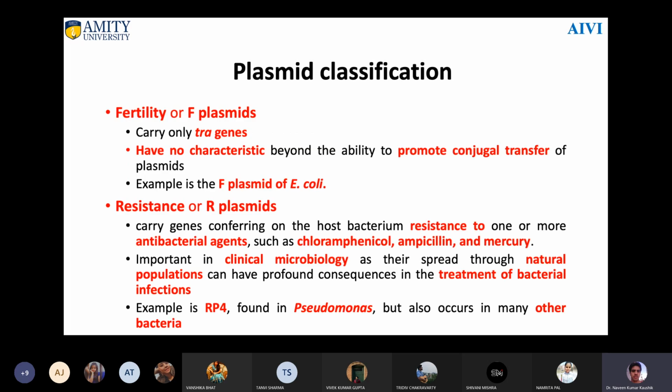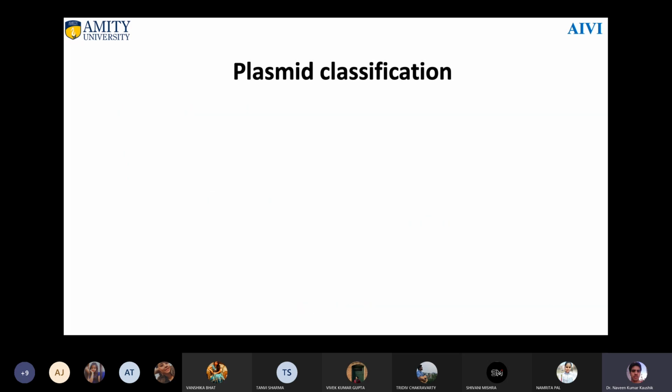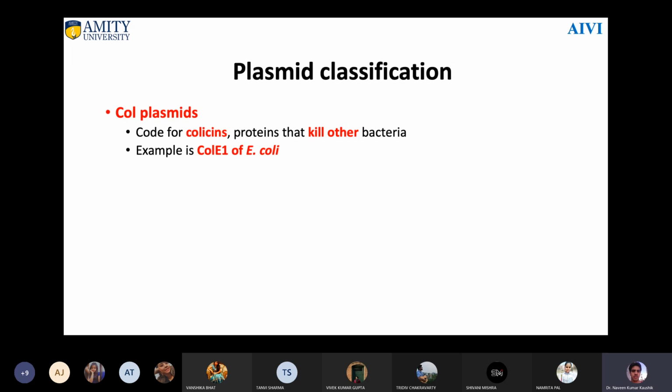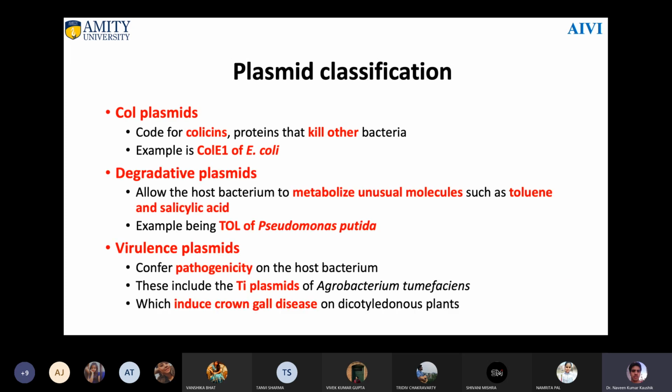There are different types of plasmids. Then we mentioned the different features of the plasmids that we are going to combine later, when we develop a vector from these plasmids.